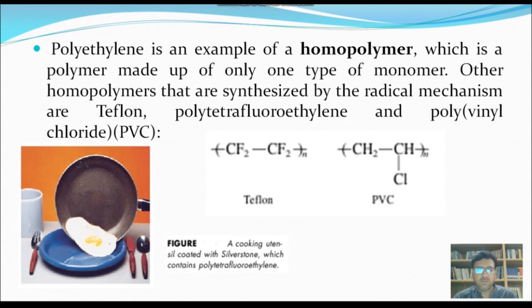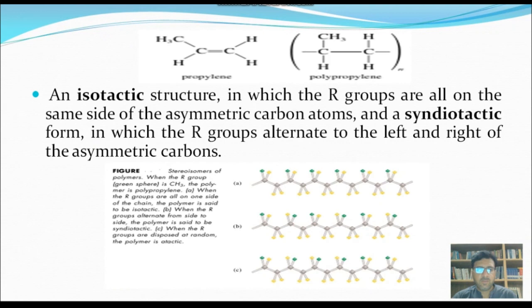Homopolymers are the polymers which are made up of only one type of monomer, for example, polyethylene, Teflon, polyvinyl chloride, etc. Polymers can be classified on the basis of structure: in isotactic structure the R group is arranged on the same side of the asymmetric carbon atoms, while in syndiotactic it is arranged alternately, and in atactic the R groups are disposed at random positions.